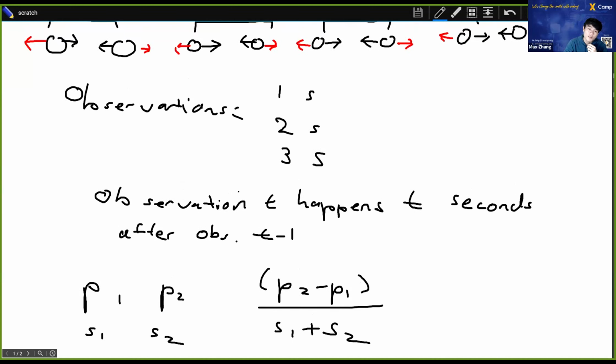Now, this observation thing and flipping directions kind of messes things up, right? Because when you observe, they start switching directions, they start moving the other way. But the trick to observe is that these observations don't just happen at random time intervals. They happen at a very specific cadence. The first one happens in 1 second. The second one happens 2 seconds after. The third one happens 3 seconds after. And observation t always happens t seconds after observation t minus 1.